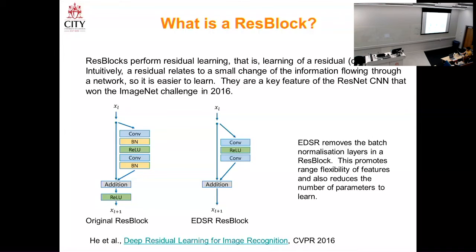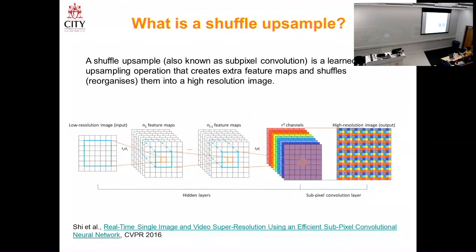But what EDSR does is it removes the batch normalization layers, okay? So it's pretty much the same thing, except there's no batch normalization. The other thing is, oh, sorry, go ahead.